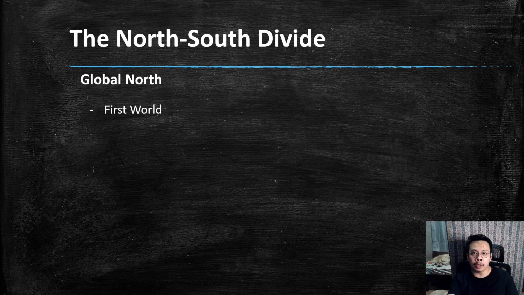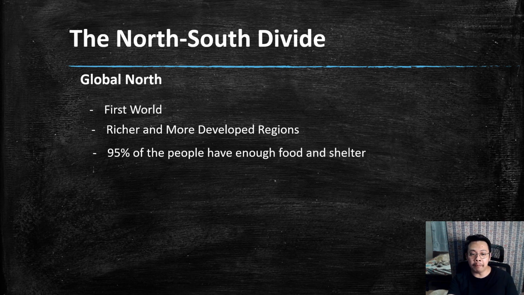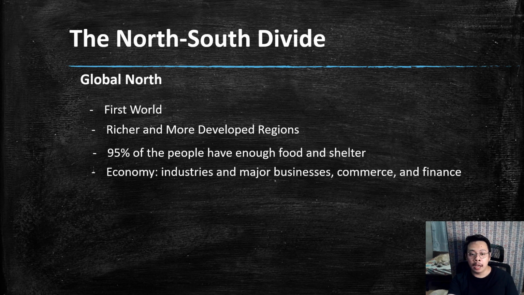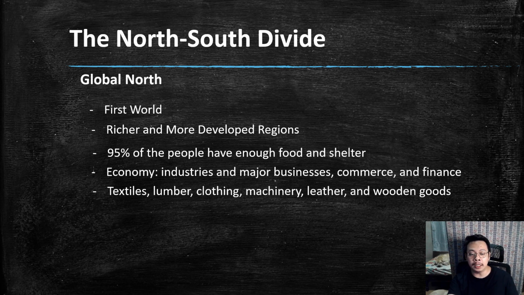So the Global North are basically mga first world countries. Now they are richer and more developed regions. Now 95% of the people have enough food and shelter. Sa ilang economy, the industries and major businesses, mga commerce and finance, no, they have textiles na sila lumber, clothing, machinery, leather, and wooden goods. No? So basically, industrialized kayo ang mga naa sa Global North.